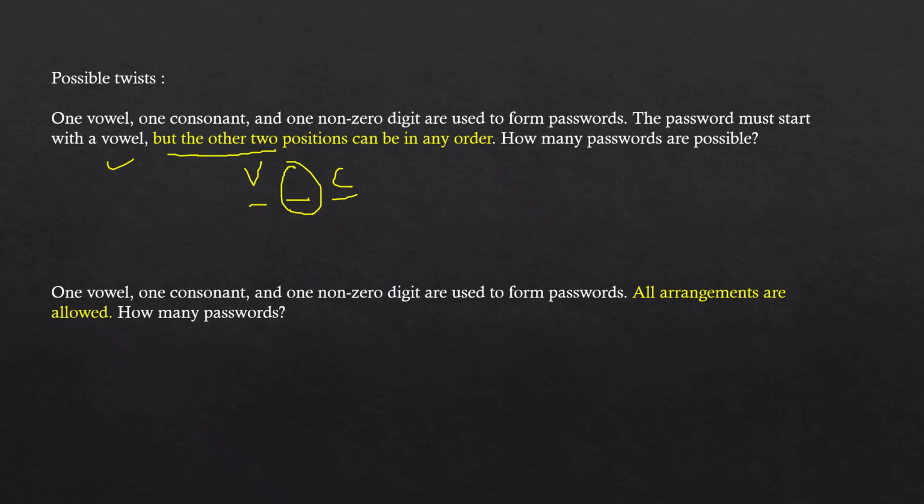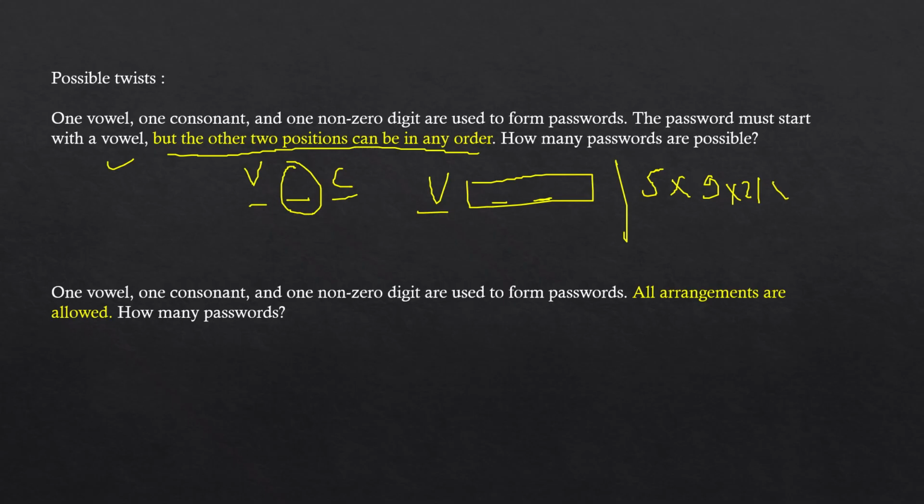Suppose two positions can be in any order and the password must start with a vowel. The first one is fixed, but the second and third positions can vary. So we can write first vowel 5, multiplied by 9 into 21, and again multiplied by 2. Why? Because swapping is possible. 9 can come to 21's position and 21 can go to the position of 9. So we will get answer 1890.